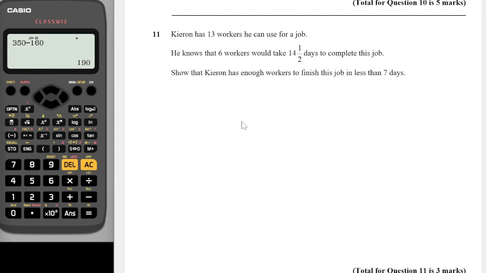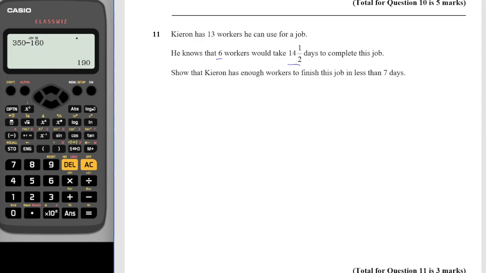Okay, question 11. Kieran has 13 workers he can use for a job. He knows that 6 workers would take 14.5 days to complete the job. I show that Kieran has enough workers to finish the job in less than 7 days. If we've got 6, well, this is an inverse proportion.